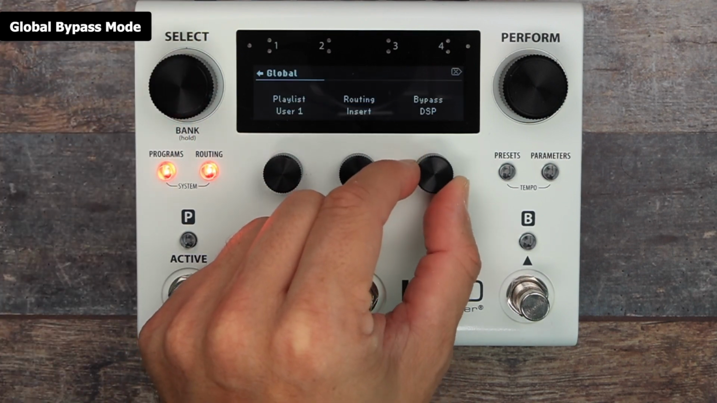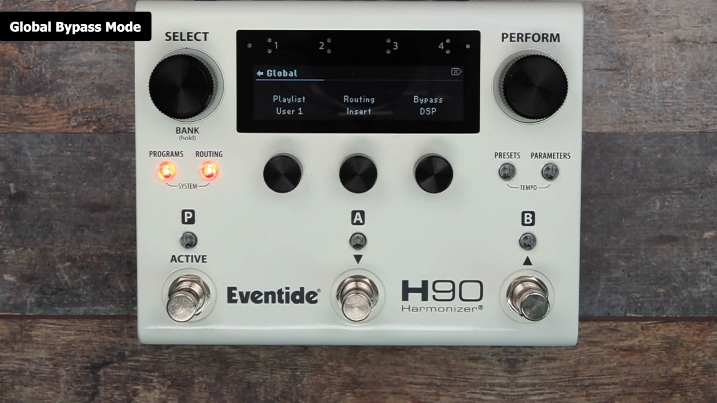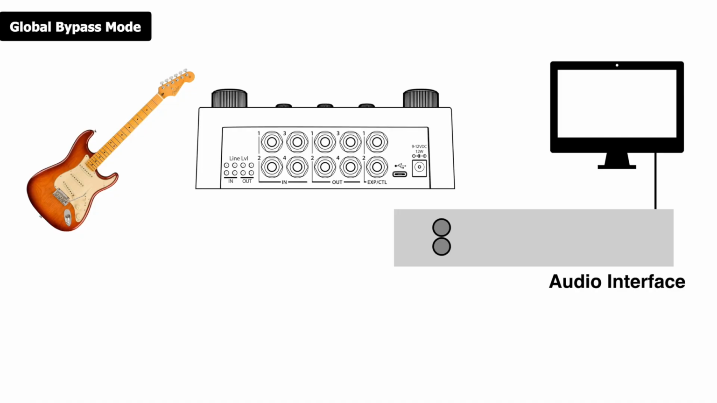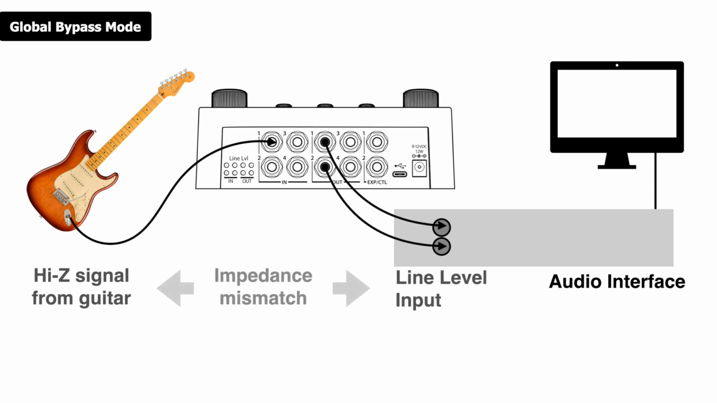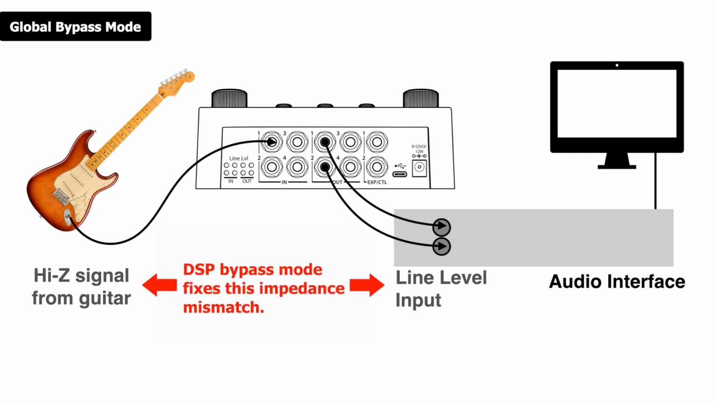When set to DSP, the H90 introduces buffers to inputs and outputs 1 and 2 to help improve the signal after long cable runs. DSP mode allows users to maintain instrument and line level operating levels for inputs and outputs even when the program is bypassed. This is crucial, especially when an impedance mismatch exists between the input of the H90 and the input of the device we're connecting to. For example, this is the best option when connecting a guitar to the H90 and then connecting the H90 to a line level input on an interface that doesn't have high impedance inputs.